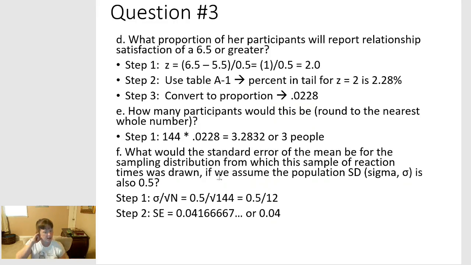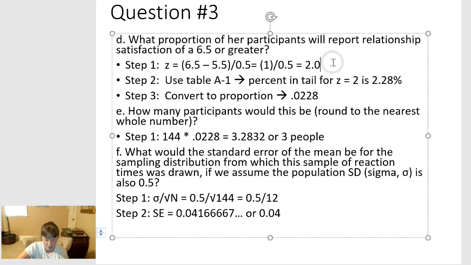Now, the last part of question 3 is where we're going to use that percent in tail. Here's what the question says. What proportion of our participants will report relationship satisfaction of 6.5 or greater? And I know the first thing I'm going to need to do is turn this into a z-score. So I take 6.5 and I subtract 5.5. And then I divide by 0.5 to get 1 over 0.5. So the z-score is 2.